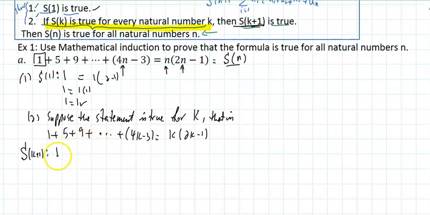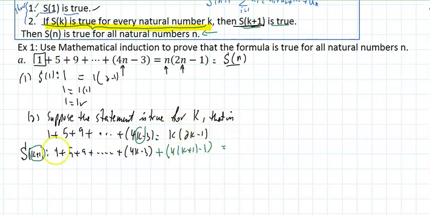What would that be? That would be 1 plus 5 plus 9 plus 4k minus 3. I want the next term. How do you find the next term? Replace this k by k plus 1. Equals. On the right hand side, if this is s sub n, if I put s sub k plus 1, don't you put a k plus 1 right there?